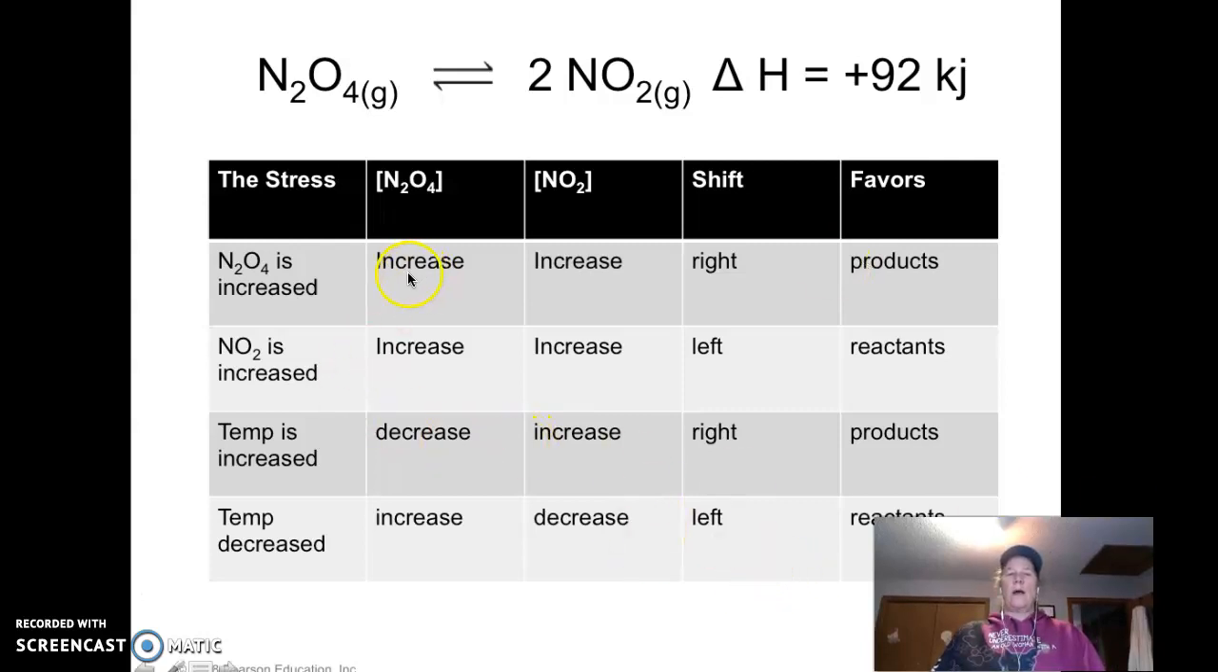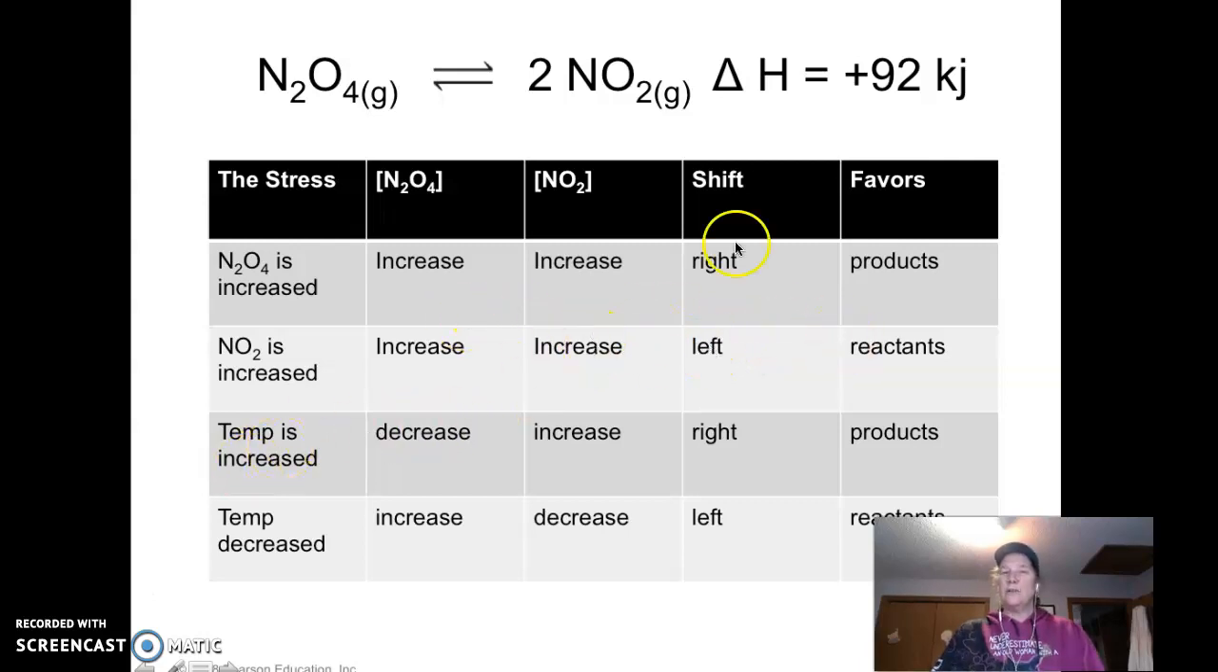Okay, so I'm increasing my reactant. It favors the product. I'm going to produce more product before I get to equilibrium. Okay, if I increase my product, this is going to favor the reactants. So now it moves to the left. So they're just the opposite.